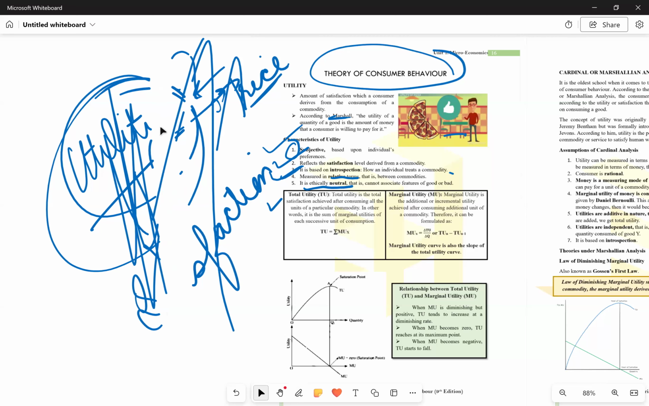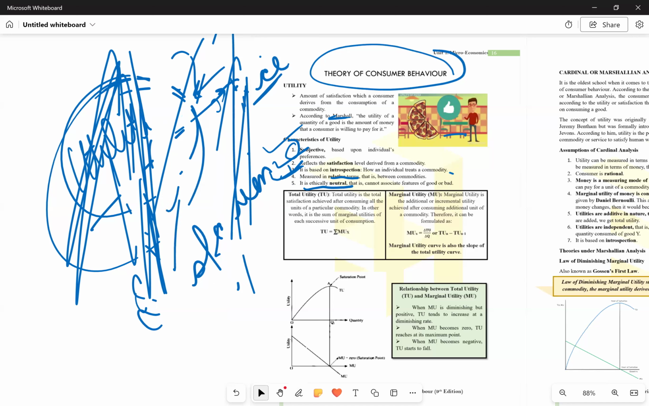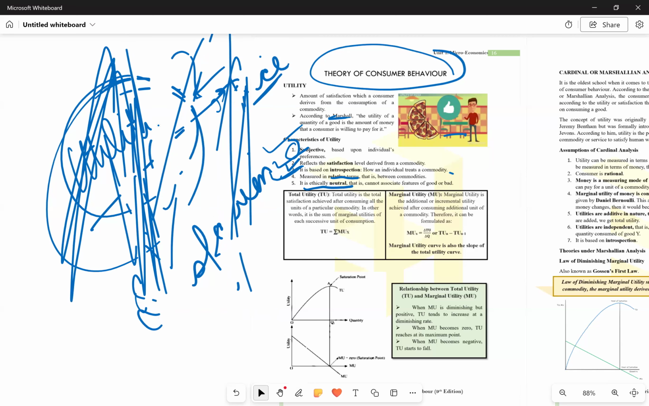So, for example, we are saying that one unit of a commodity gives you 100 utils.